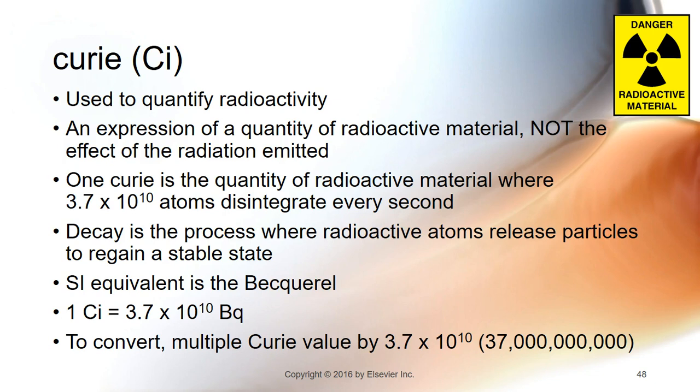And then we have the Curie. The Curie is used to quantify radioactivity. Now, this is not how much radiation is emitted, but how much something is radioactive. 1 Curie is where 3.7 times 10 to the 10 atoms disintegrate every second, and that's how it's decaying. Disintegration or decay is the process where that radioactive atom gives off particles and energy.